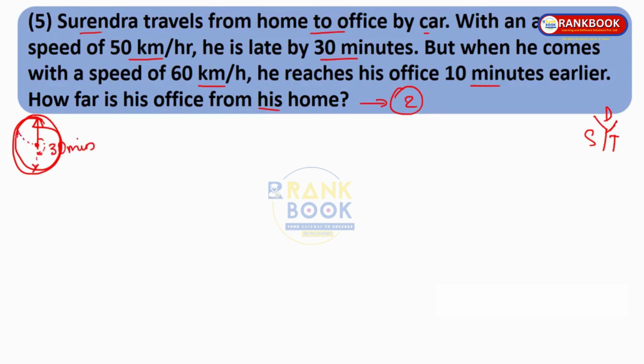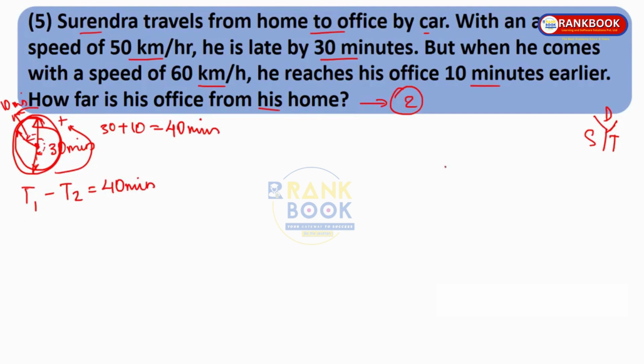So this is 10 minutes early, right? This is 10 minutes early. Now, what is the difference between these two times, this hand of the clock and this hand of the clock? It is simply this 30 minutes plus this 10 minutes. So 30 plus 10 would be equal to 40 minutes, right? So this is the difference of time. So time 1 minus time 2 is nothing but 40 minutes.